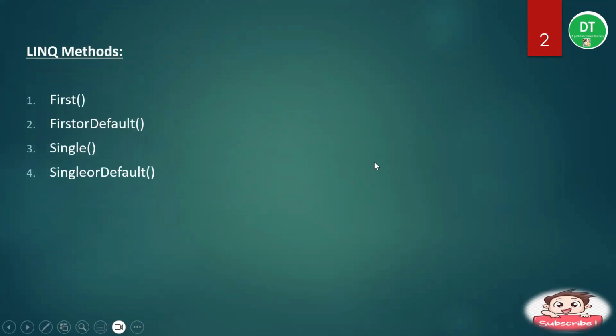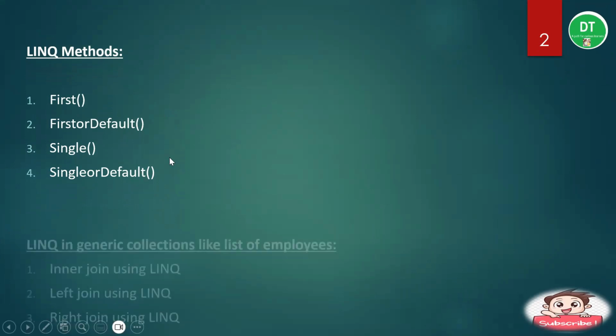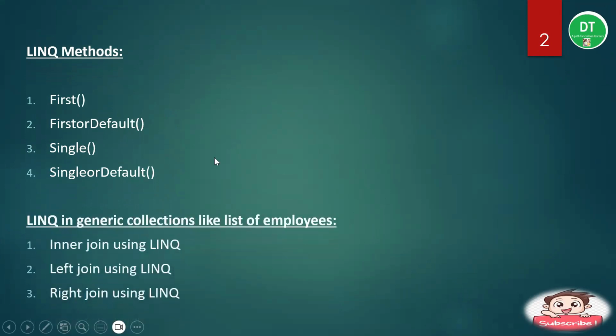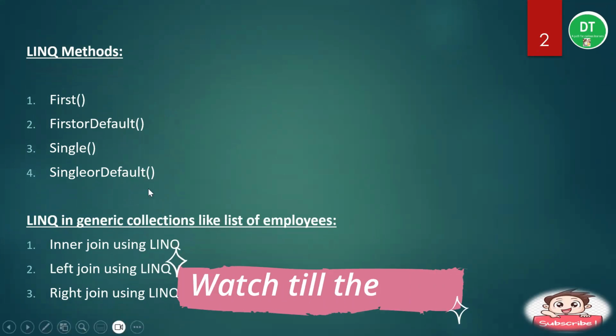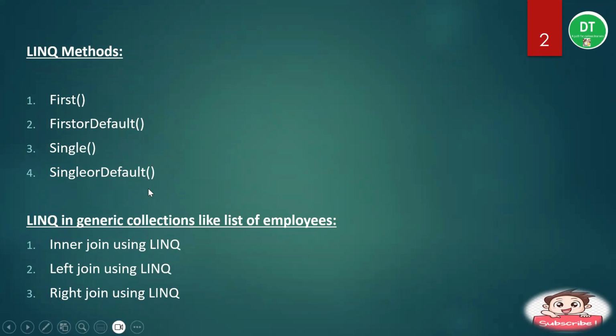In this video, we'll discuss some remaining methods of the LINQ which are very much important. So those methods are FirstOrDefault, Single, and SingleOrDefault. After that, we'll discuss LINQ in generic collection like list of employees. In our previous video, we have only worked on the list of integer values, but today we will work on the real-time objects which are available in the LINQ. How to work like employee list or students, we are having real-time objects. So that we will cover in this video.